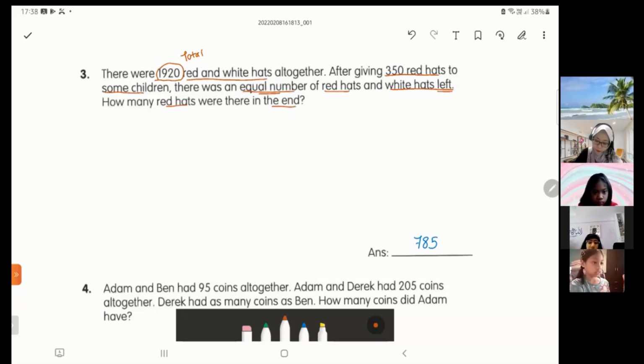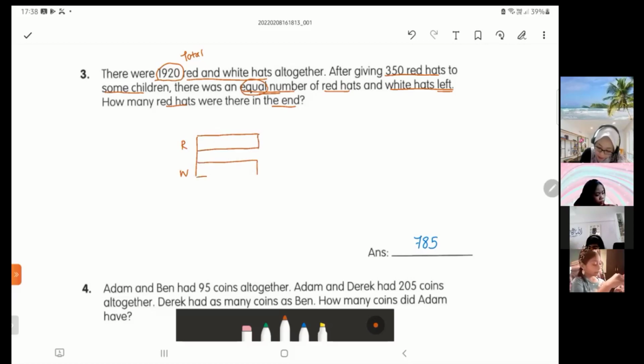Okay, so what happened in this question is, I know the total, and then I gave away red hats. And when I give away red hats, the number of red and white hats left over is the same. If you want to draw a model, it will look like this. We have to start with the after model because we do not know the before. So red and white are equal. They say there was an equal number, so red and white will be the same length.